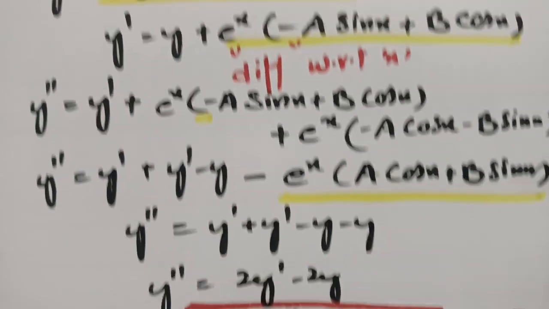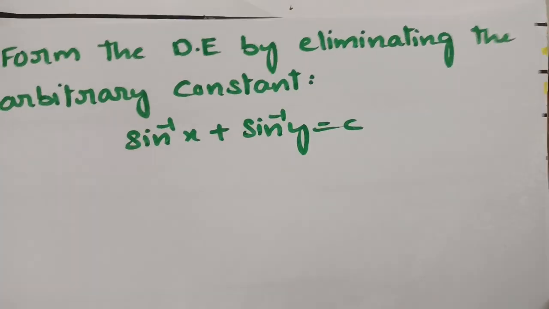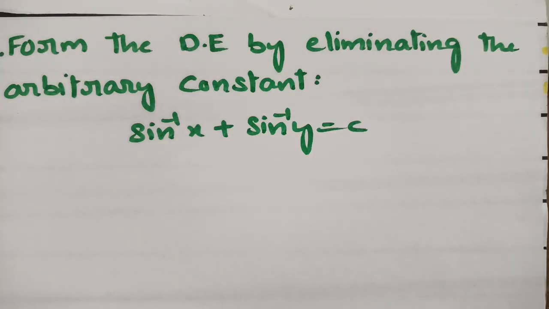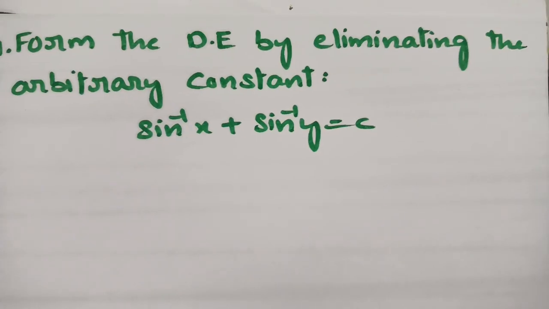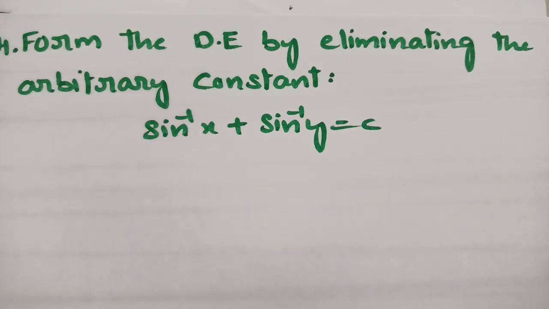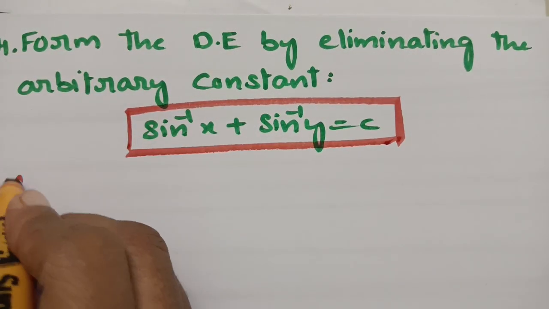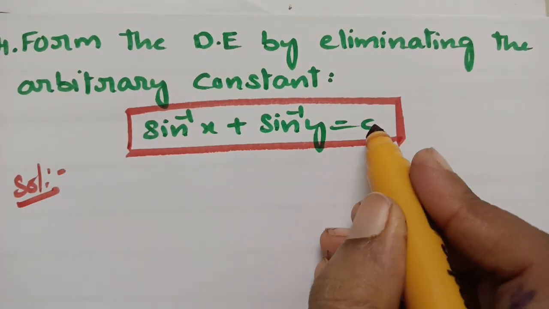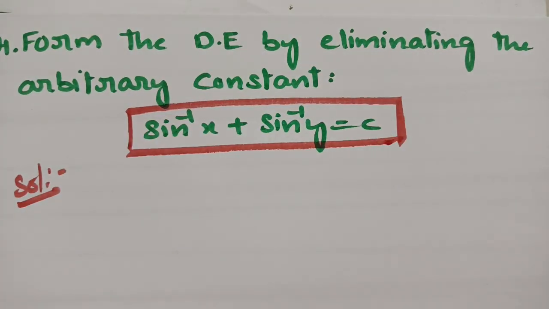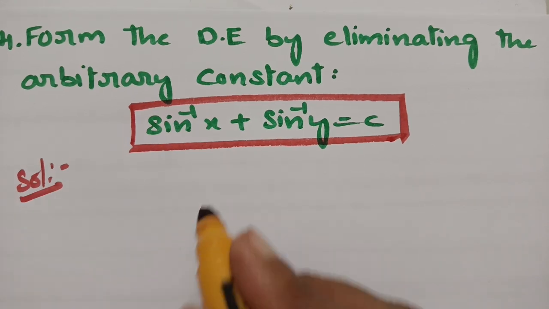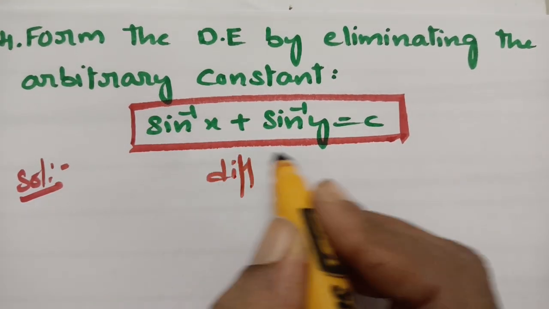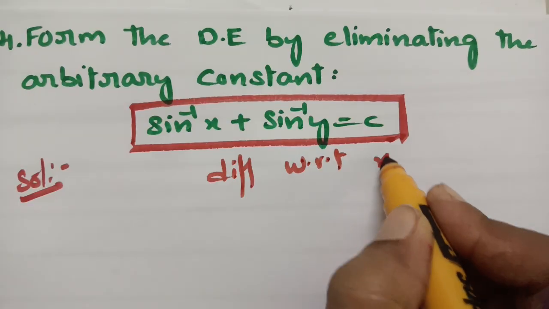And the next one: form the differential equation by eliminating the arbitrary constants, sin inverse x plus sin inverse y is equal to c. So here, this is the question. If you observe how many constants are there, only one. C is the only constant. So now we have to make a derivative one time, differentiating with respect to x one time.